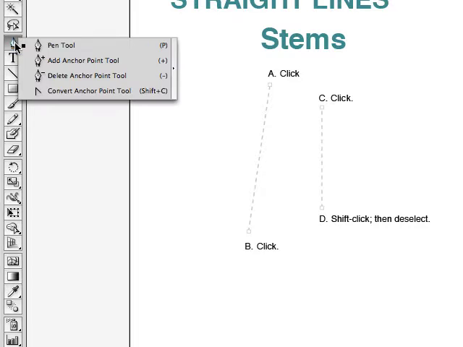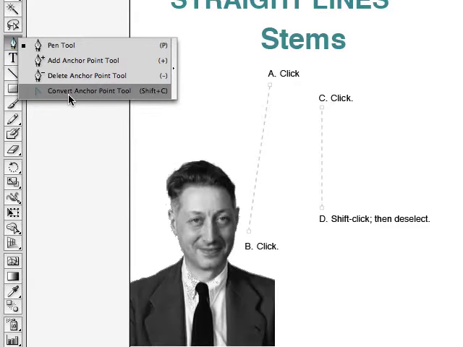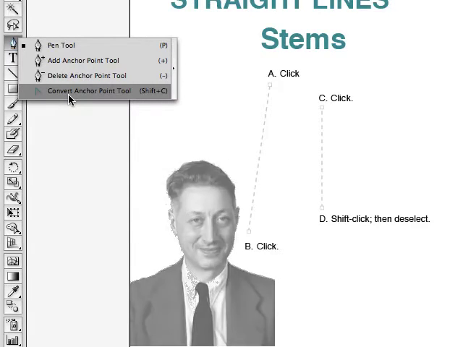In fact, there are several tools in this palette of tools, including the pen tool itself, add anchor point tool, delete anchor point tool, and a convert anchor point tool. We'll be utilizing the pen tool in 3 exercises here, including drawing straight lines and curved lines called Bezier lines. Bezier lines are named after a man named Pierre Bezier, who was a French auto designer back in the 1950s.